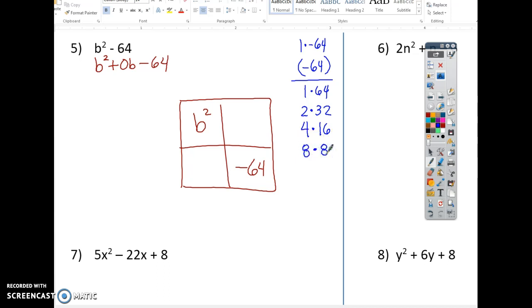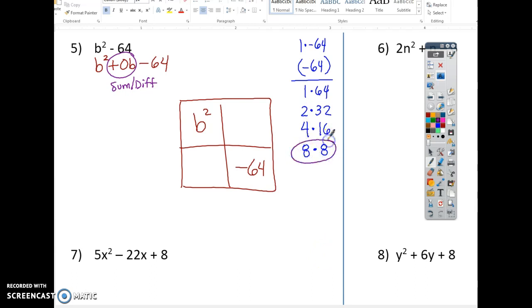And if you didn't know it, remember you can divide them, because 64 divided by 1 is 64, 64 divided by 2 is 32, 64 divided by 4 is 16, 64 divided by 8 is 8. Which one of these gives you a sum or a difference of 0? Because remember, that's what's in the middle. It's a 0b. So which one of these either adds or subtracts and gives you 0? Okay?